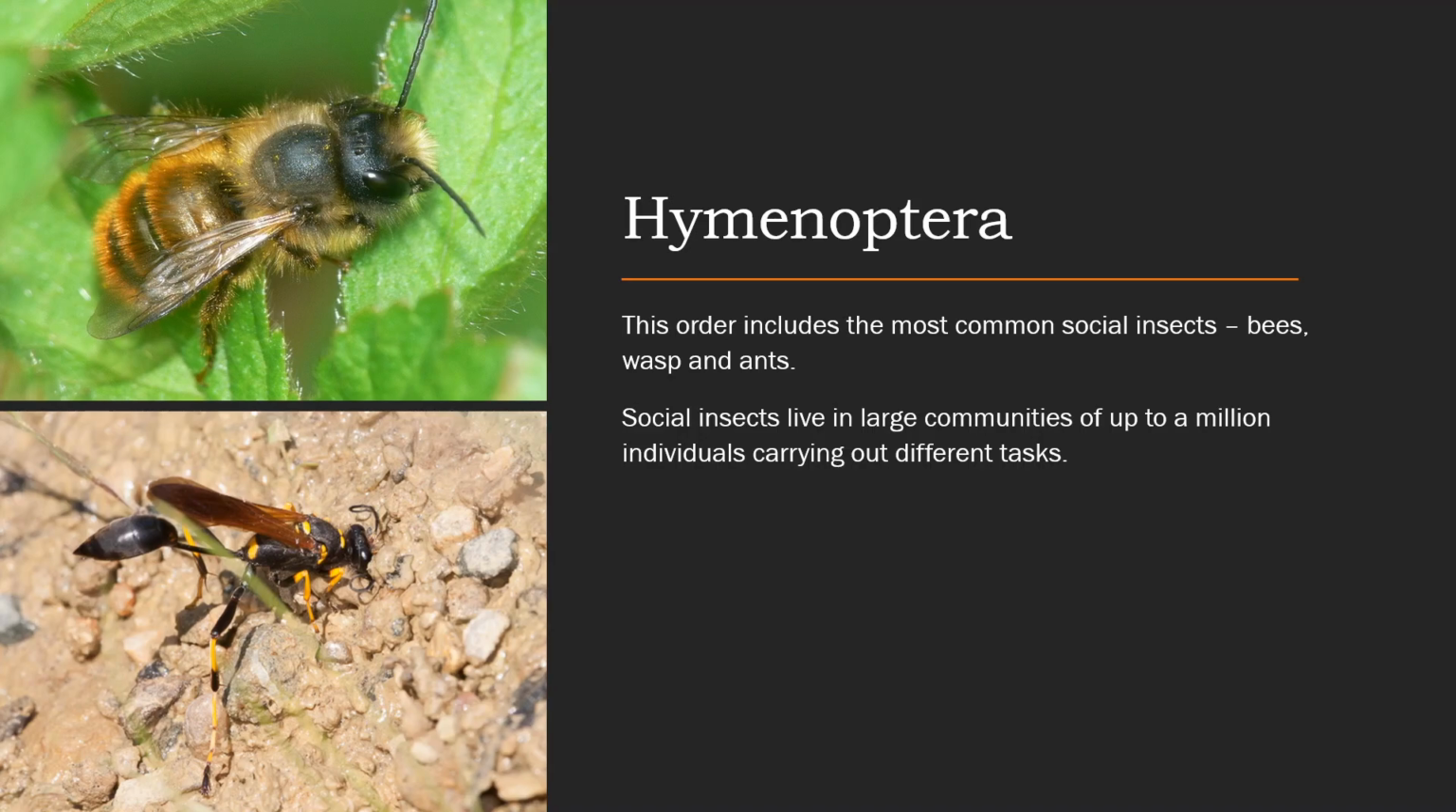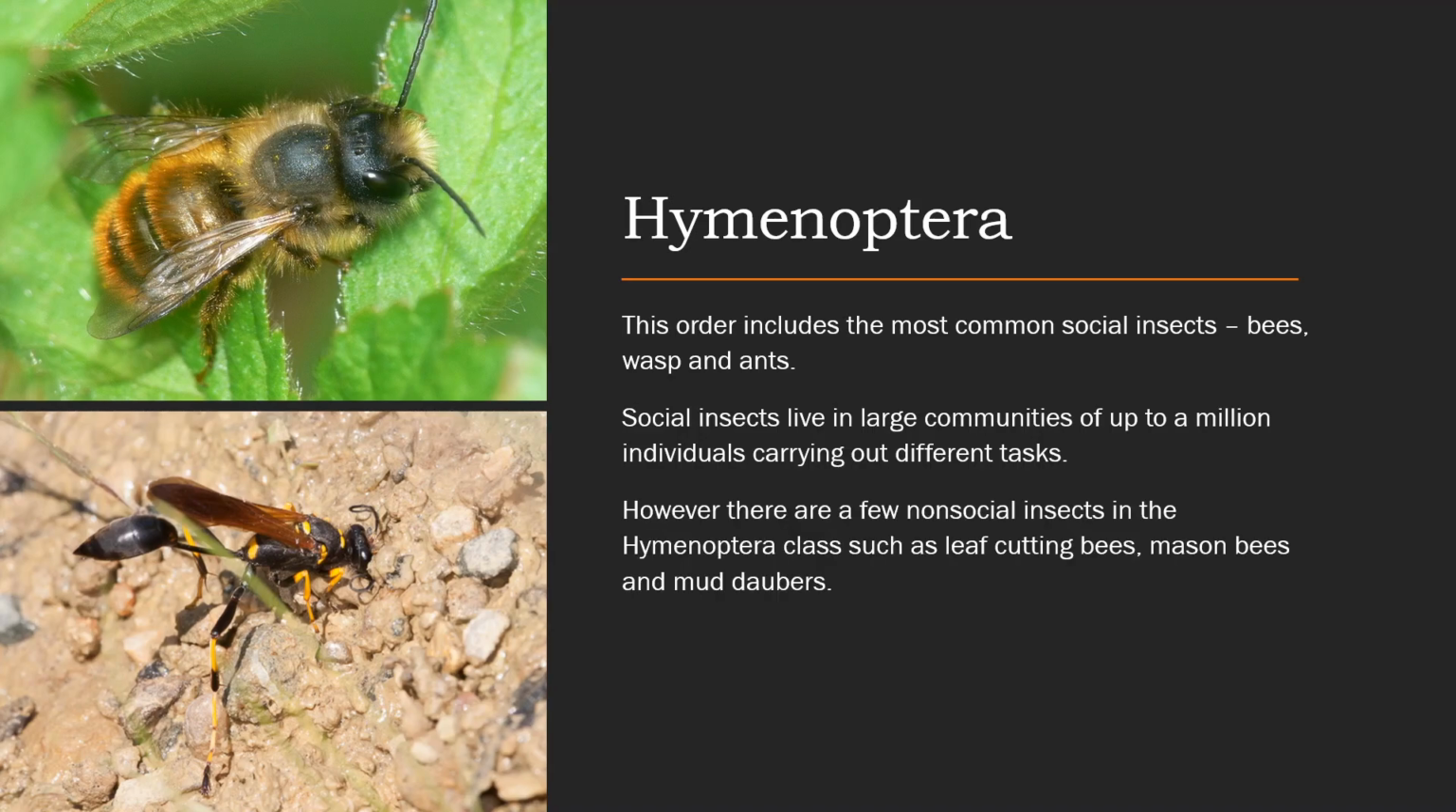However, not everything in the Hymenoptera class is a social insect. For example, we have some non-social insects such as the leaf-cutting bee, the mason bee, and the mud dauber. Now, right here, my highlighter out real quick. This is the mason bee. Now the mason bee looks very similar to every other type of bee, but there are some small differences, and it is a non-social insect, which means they may have small families, but they don't have a huge colony like the other ones we talked about.